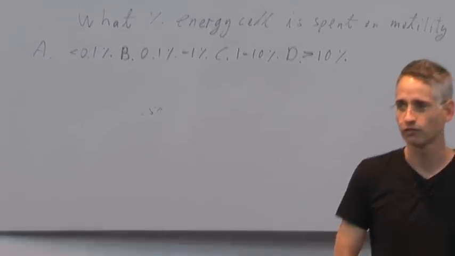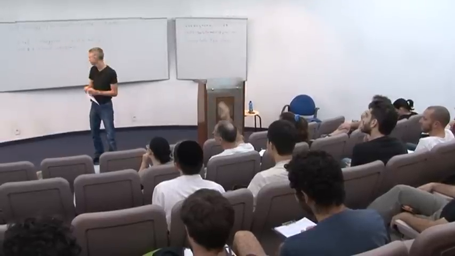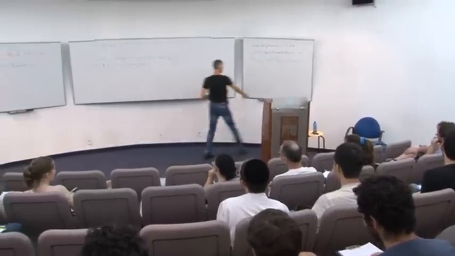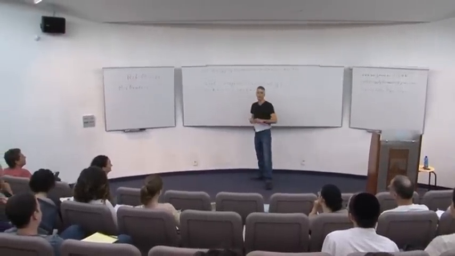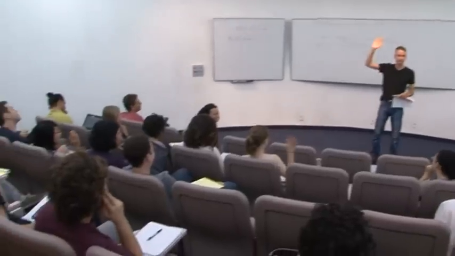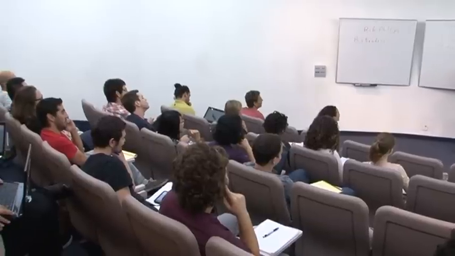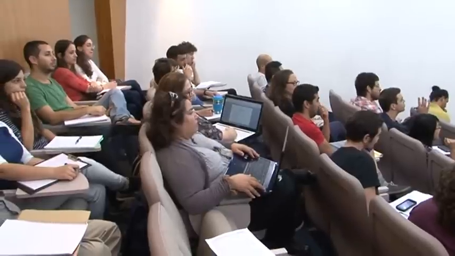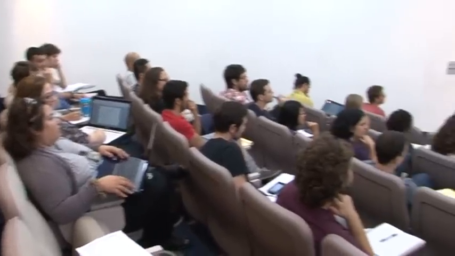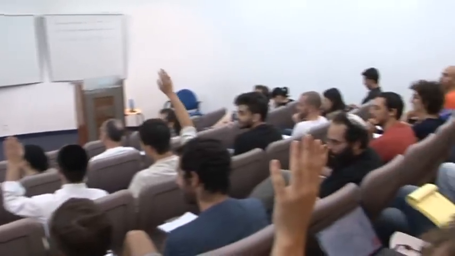Okay, who's voting for, we'll start from the end now. Who's for D? Okay, I'd say about 10 people. Who's voting for C? Maybe 20 people. Who's voting for B? About 15. And who's voting for A? 3 people.